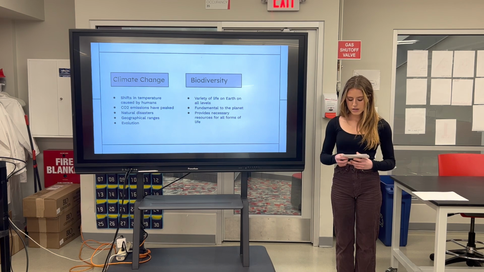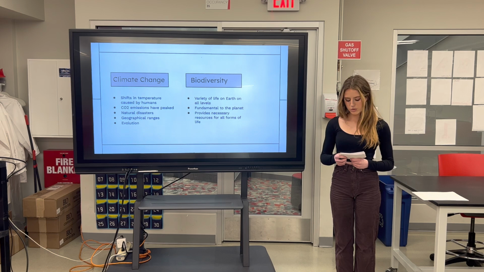Biodiversity refers to the variety of life on Earth at all its levels, from microorganisms to mammals. It is fundamental to the planet as it helps ensure the security of both the environment and all species within it, providing the necessary resources for the survival of all forms of life.